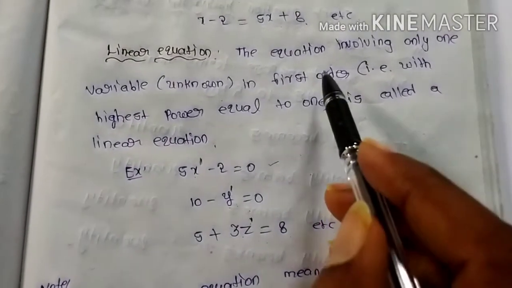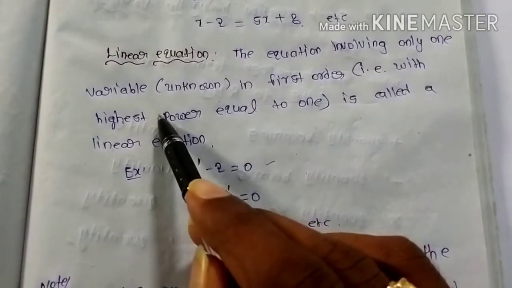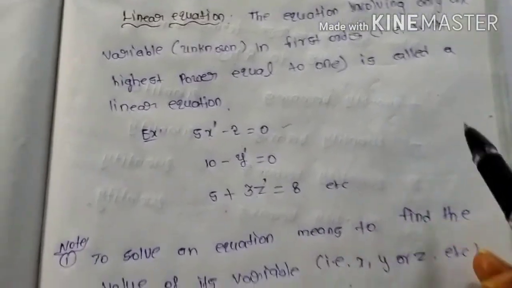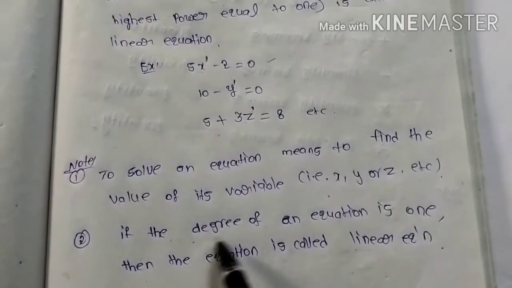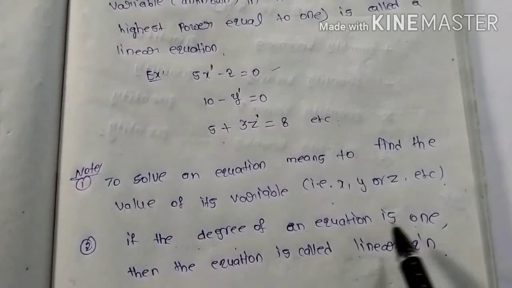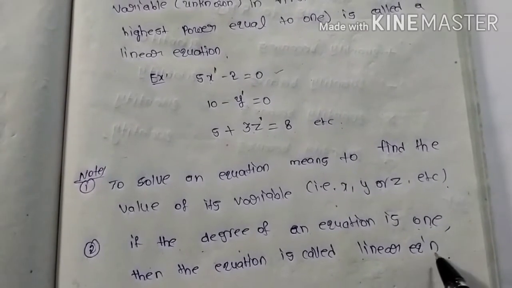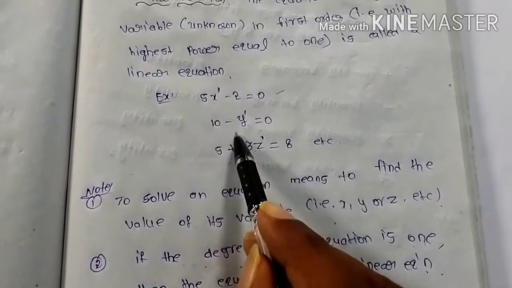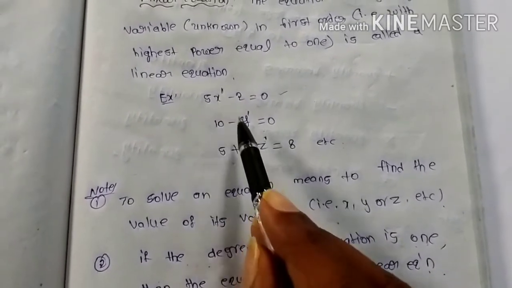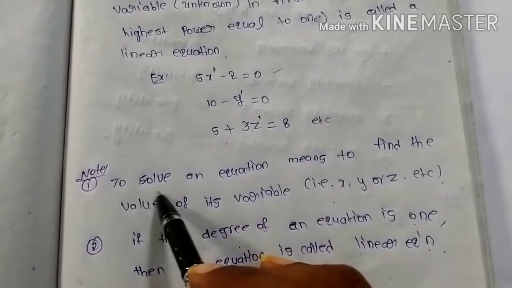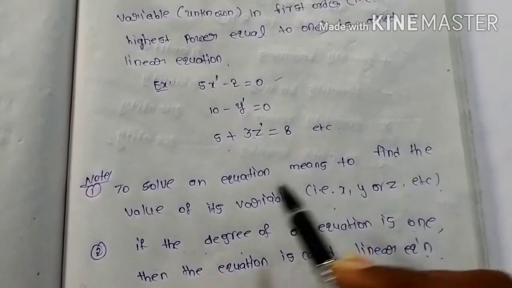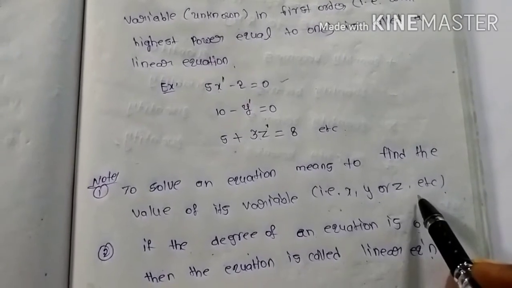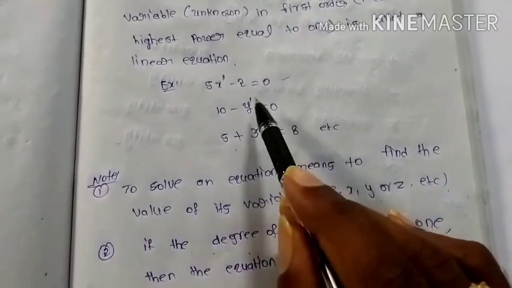Linear equation means the equation involving only one variable in first order. First order means first degree. If the degree of an equation is 1, then the equation is called a linear equation. In this problem we need to solve for the values of x, y or z. To solve an equation means to find the value of its variable, that may be x, y or z, etc. We need to find the unknown values.